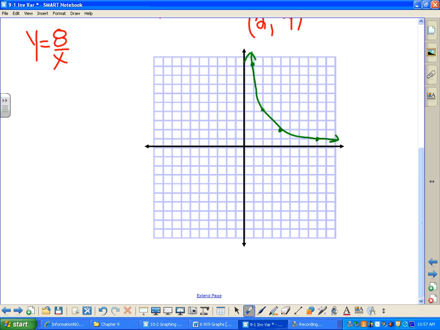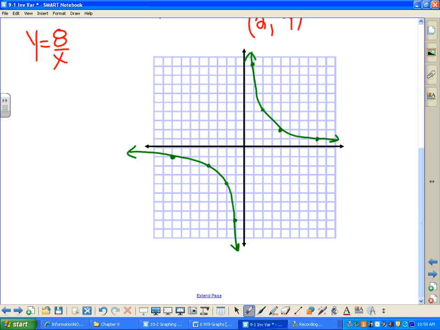Now, my other question is, is that the entire graph? What other values could x possibly be? Negative, like -2. If x is -2, what would y be? -4. What if x were -4? What if x were -8? What if x were -1? So it's going to look like this. This whole thing is the graph. It has two pieces. Two separate pieces make up this graph.